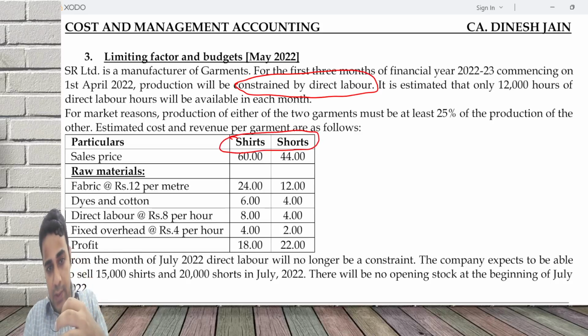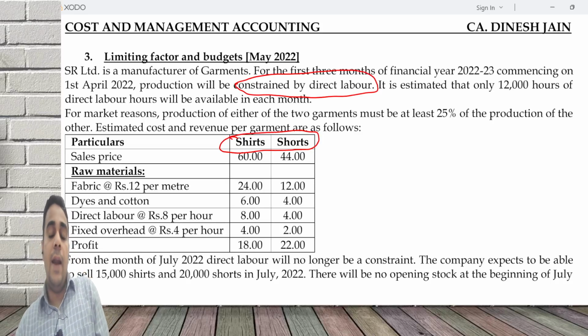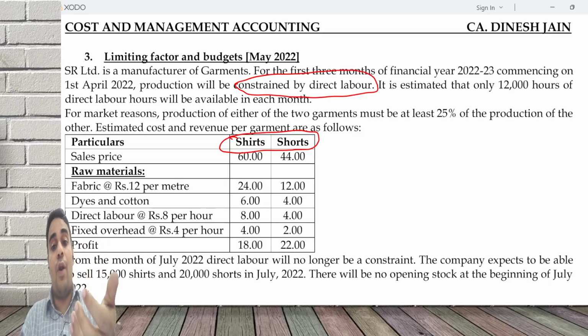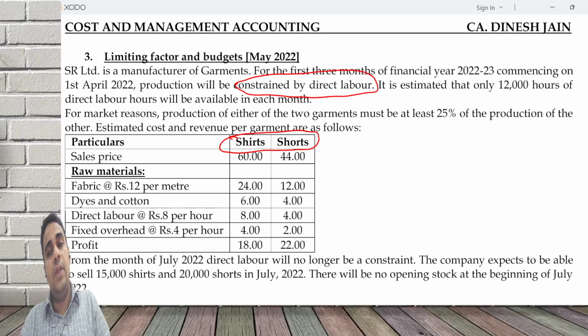What happens in limiting factor is you decide which is the more profitable product and prioritize producing that product. You do ranking. There's something called a statement of ranking. You would have seen this in marginal costing. Using that statement of ranking, you decide which is the better product and focus more on it. Our focus would be more on the rank one product.